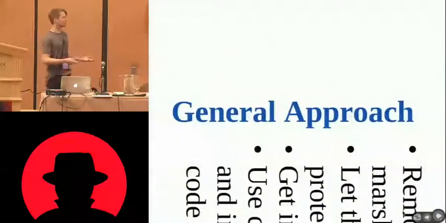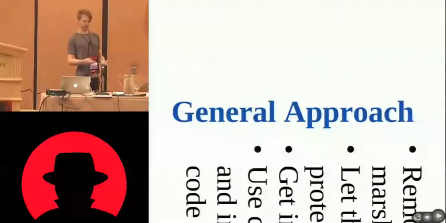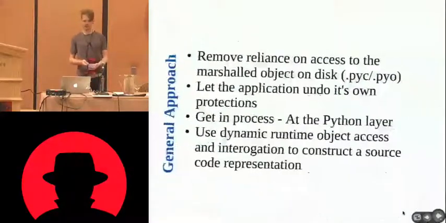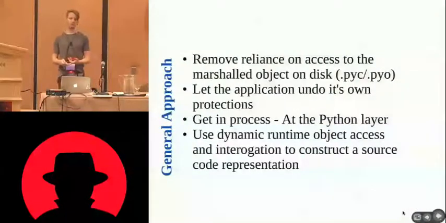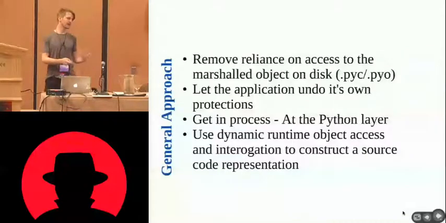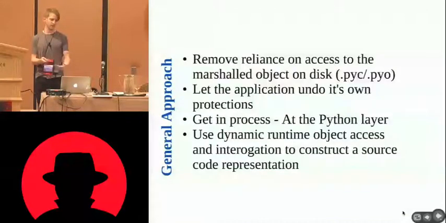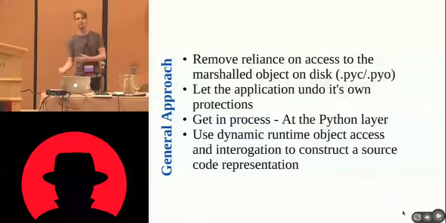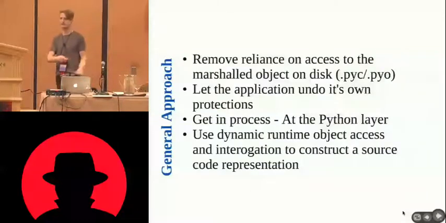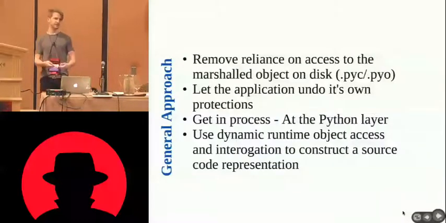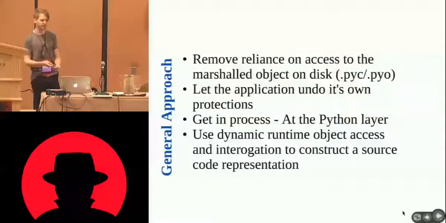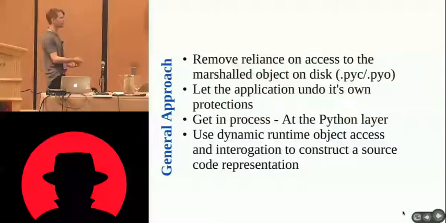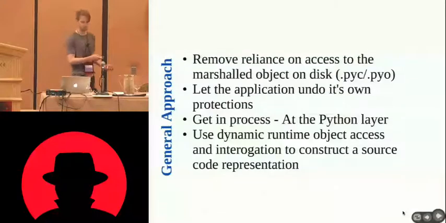So, given all these techniques, what is the general approach that we're going to take to try and break them? We really want to remove the reliance on access to the PYCs on disk, or the PYO. It would be nice to just let the application undo its own protection, because obviously it has to undo everything it's done to then execute the code in Python space. So let's let the application undo everything it's done, jump in, and start accessing the objects, and not worry about the obfuscations which they put into the file layer.